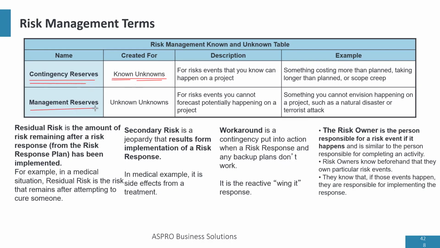Management reserves is the amount of money kept aside by senior management for unknown unknowns. So here, we don't even know the risk. And the second unknown is we don't even know whether it will happen or not. So for unknown unknowns, we use management reserves. We don't know whether risk will happen. We don't know the risk. So what do we mean by we don't know the risk? The risk is unknown.